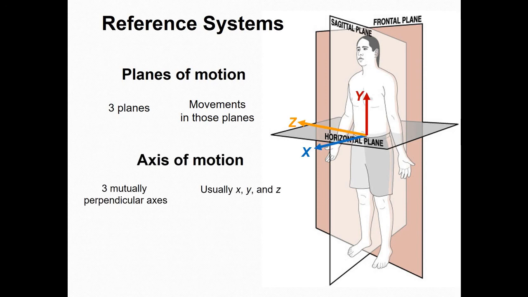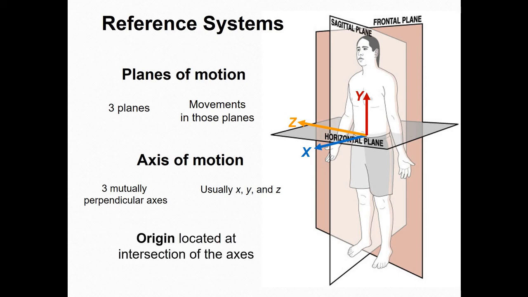The commonly used reference system also specifies three axes of motion. We can use these axes as a reference frame for defining both translations and rotations. For example, we can talk about a movement in the x direction. We can also talk about a rotation about the x-axis.